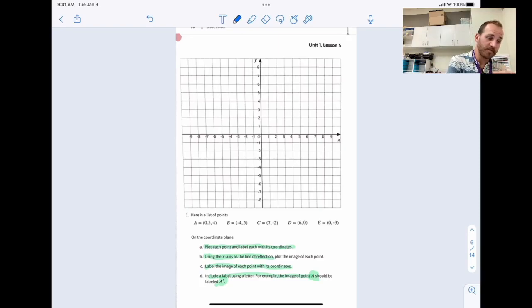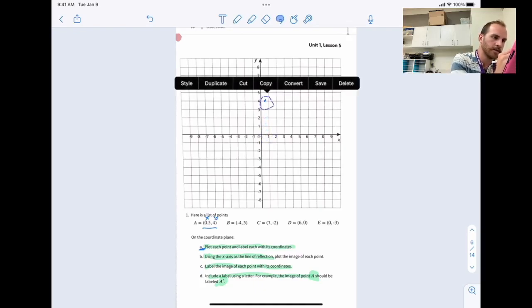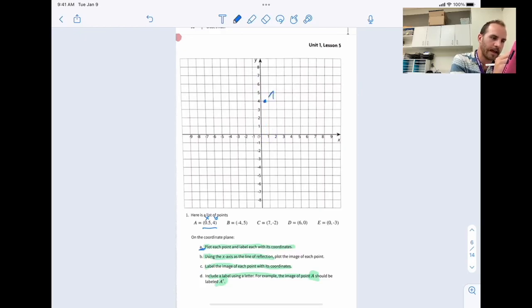I'm going to start with A. Plot each point and label each with its coordinates. We've got A is (0.5, 4). I know the x coordinate always comes first in a coordinate, and the y coordinate is the second one. So 0.5 is the x, and then we go up to 4. That's our first point, and we label that A. The next one is B, (-4, 5). So we go to -4 on the x-axis, and up to 5. We'll label that one B, because it did say label them.